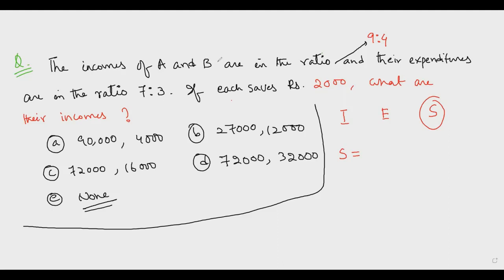Okay, yeah. Saving is nothing but income minus expenditure. Now there is the income ratio and then the expenditure ratio. So first of all, the income ratio.